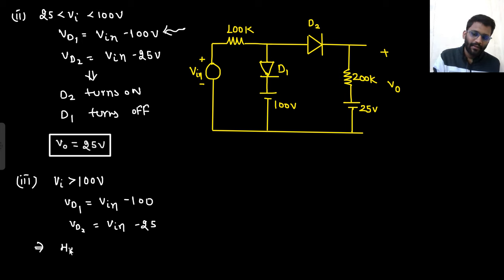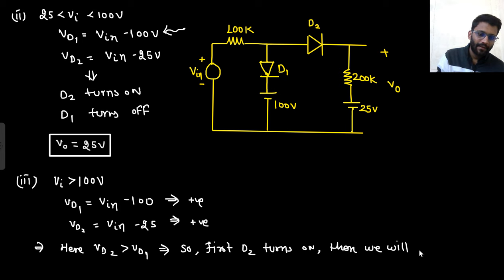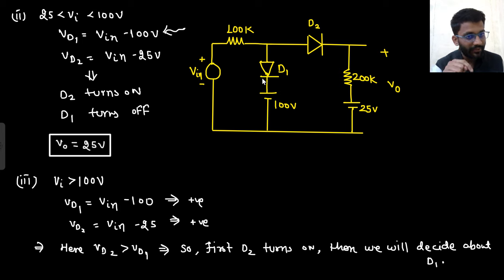Here, VD2 is greater than VD1. Although both are positive, VD2 is greater than VD1. So first, D2 turns on. Then we will decide about D1. Right? So first D2 turns on, then we will decide about D1. So if D2 turns on, how will the circuit look like? D2 turns on, still we are applying open circuit test on D1. So if D2 turns on, what is happening? Let's check that.